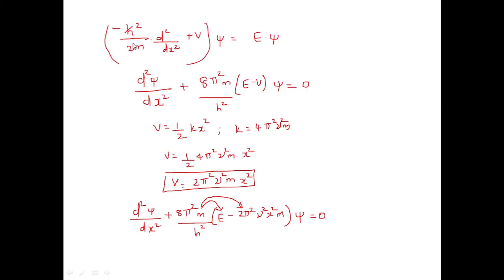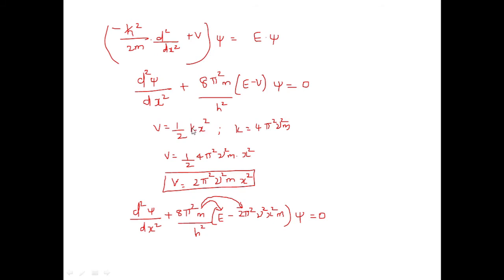Now we have minus h cut square divided by 2m into d square by dx square plus V of psi is equal to E psi. Now we will operate this on psi inside the bracket and we will get d square psi by dx square plus, here we have expanded the h cut square, 8 pi squared m by h squared into E minus V into psi is equal to 0. Now we know that the potential energy V is equal to half kx squared and k is equal to 4 pi squared nu squared into m.